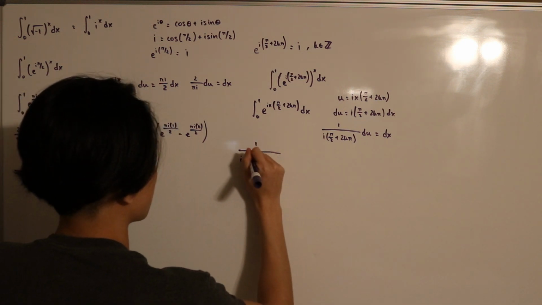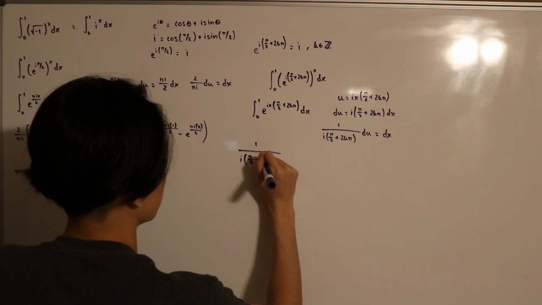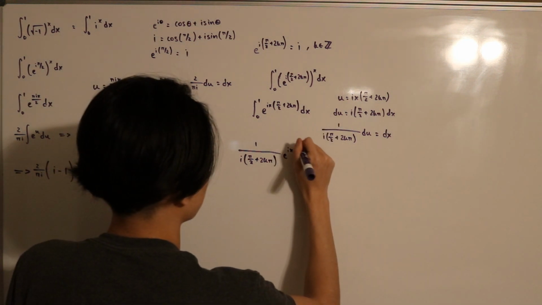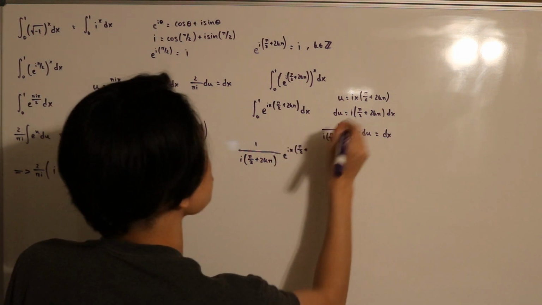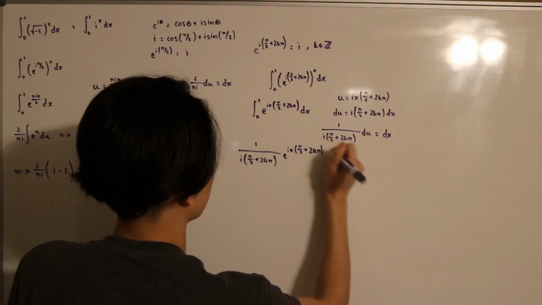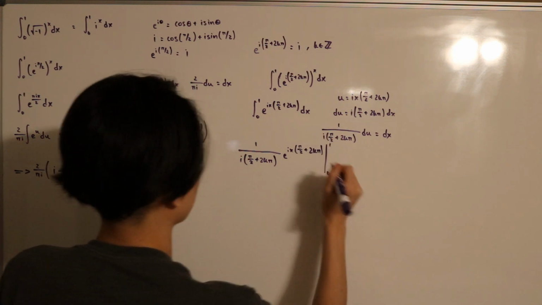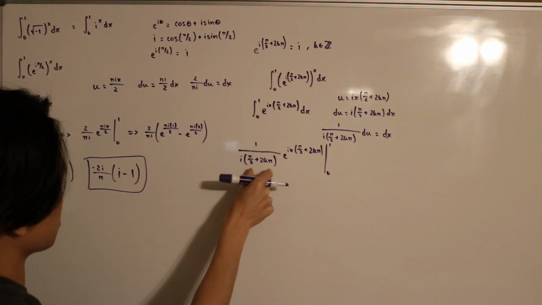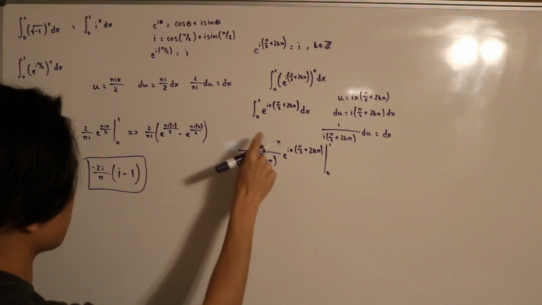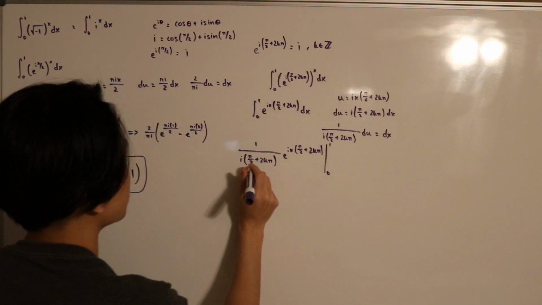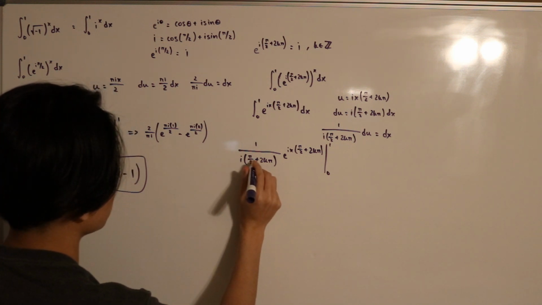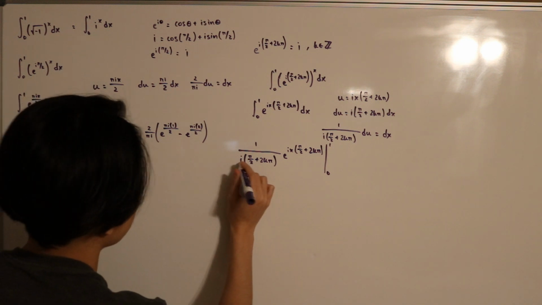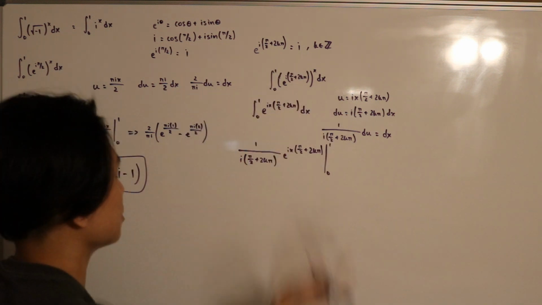i times (pi over 2 plus 2k pi), e to the i x (pi over 2 plus 2k pi), and all this being integrated between 0 and 1. I'm actually going to rewrite this so that this part is up in the numerator. So I'm going to find a common denominator. Well, actually, let me first do this. We're going to multiply by i, just like from before, so it's in the numerator rather than the denominator.